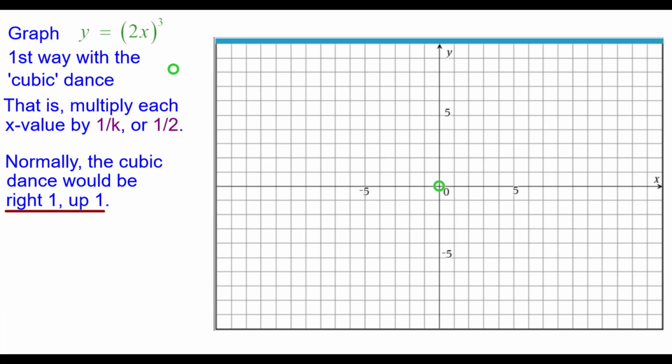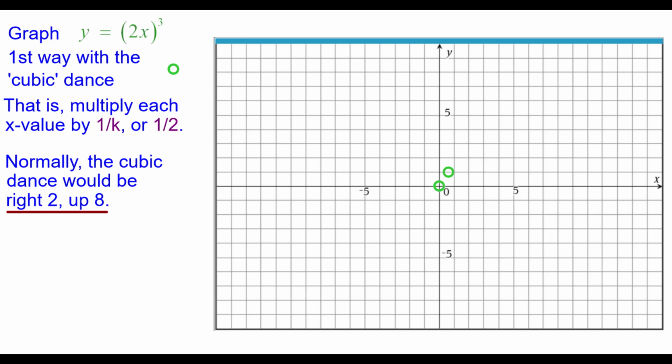So normally the cubic dance would be right 1, up 1, but with this function, it's going to be right 1/2, up 1, because 1/2 times the x value, 1, is 1/2. The y value remains unchanged. So we'll plot right 1/2, up 1.